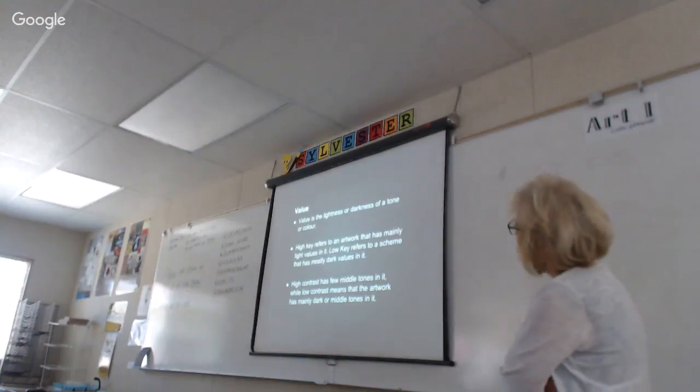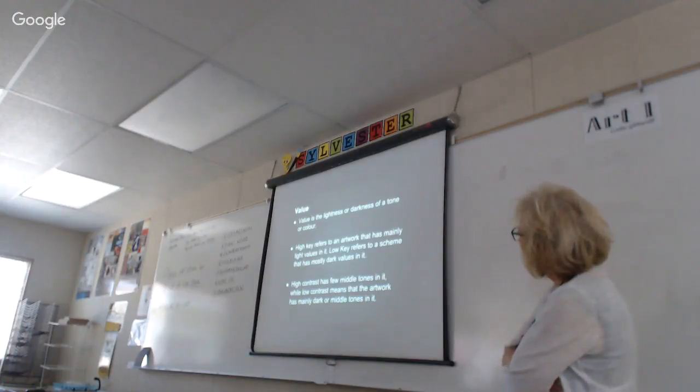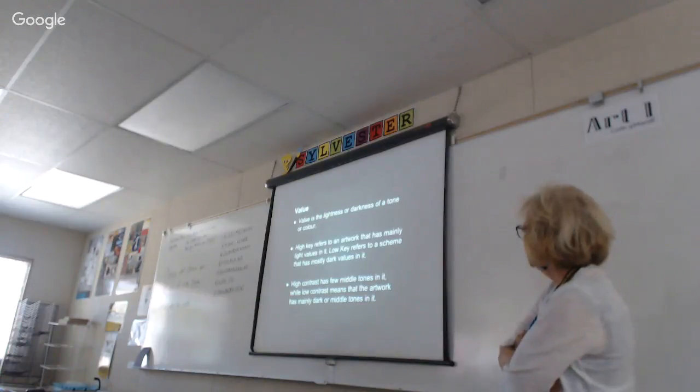Value is the lightness or darkness of a tone or color. High key refers to an artwork that has mainly light values in it. Low key refers to a scheme that is mostly dark values in it. High contrast has few middle tones in it, while low contrast means that the artwork has mainly dark and middle tones. Okay, so value.